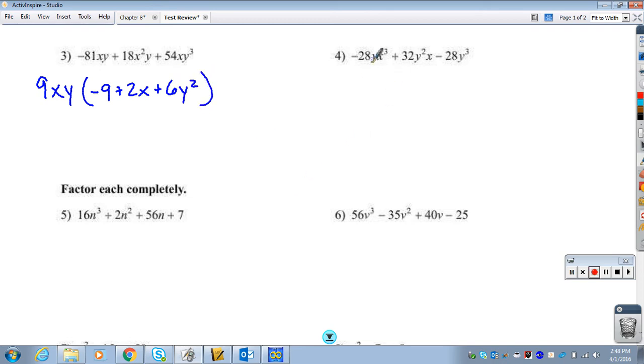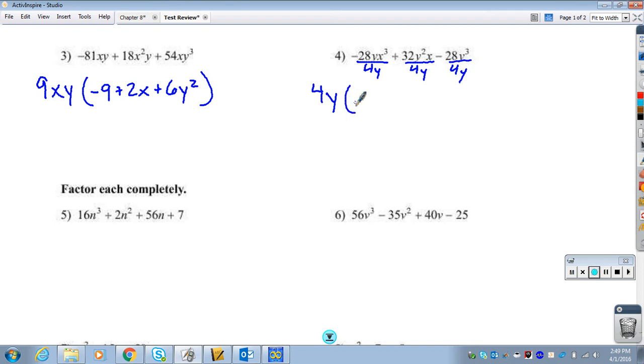Alright, and number 4, same thing. 28, 32, and 7, they can all be divided by 4. There is a y in every term. There's not an x in every term, so I'm just going to divide by 4y.